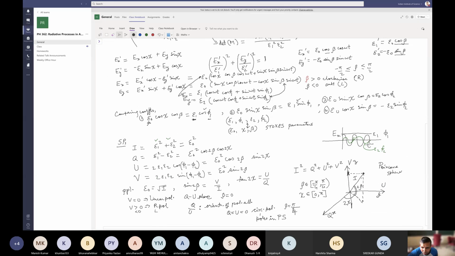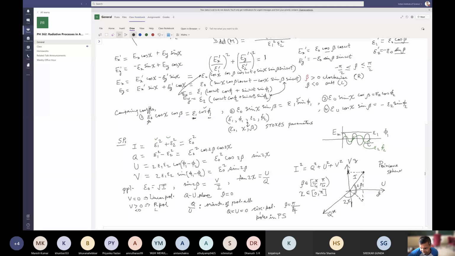No, so this is like a spherical coordinate, right? So in this case, all points on the sphere can be covered if beta goes from minus pi by 4 to plus pi by 4. Earlier I had written beta going from minus pi by 2 to plus pi by 2. But it turns out that you only need this. Everything else can be mapped on this. Okay, so that's the idea. A priori we didn't know that, but when you map it to spherical coordinates, you will realize that this is all you need to describe general monochromatic elliptically polarized light.